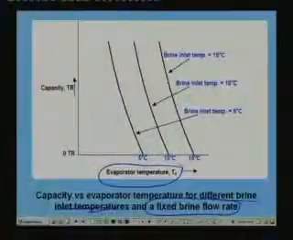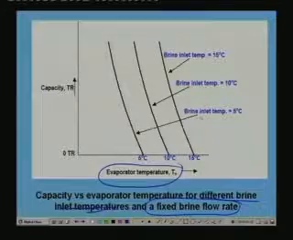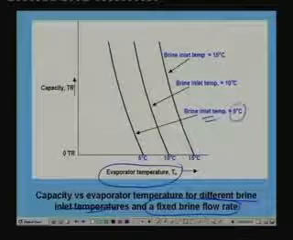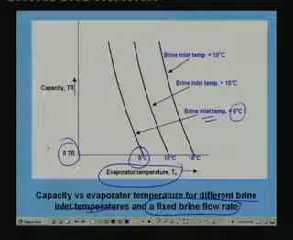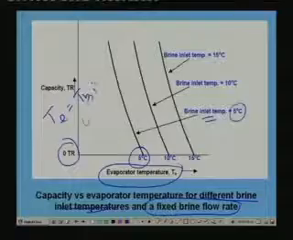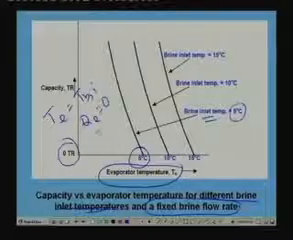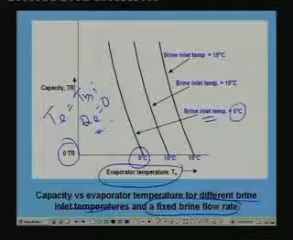Again, if you look at the characteristics, one thing that you can immediately notice here is that when the brine inlet temperature, for example 5 degree centigrade, is equal to the evaporator temperature, then the capacity becomes 0. Okay. That means when TE is equal to TBI, QE is equal to 0. This is obviously the case because there is no temperature difference between the brine and the evaporator. So there cannot be any heat transfer. Okay. Once there is no heat transfer from the brine to the refrigerant, the capacity will be 0.